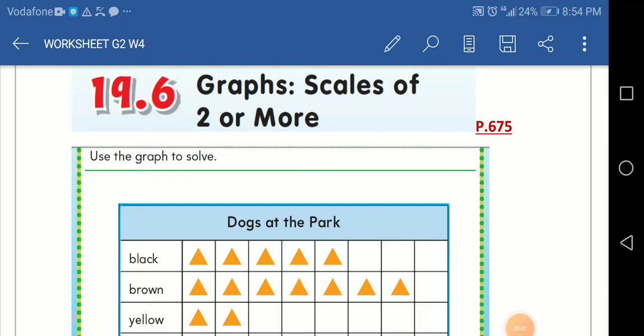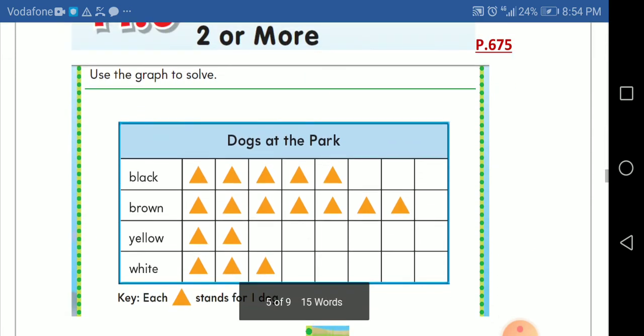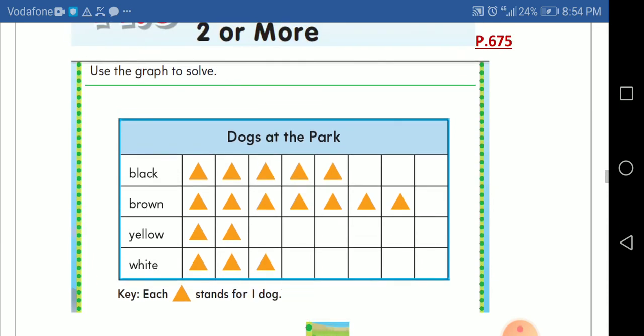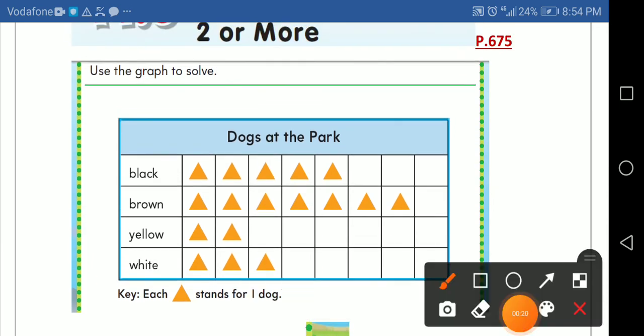I hope you're fine. Today we're going to talk about a new lesson. It's about graphs, scales of two or more. So let's start. I'm going to use the graph now to solve. What do you think this is? A pictograph. Why? Because we are using pictures here, right?